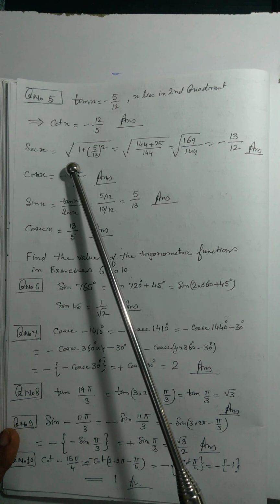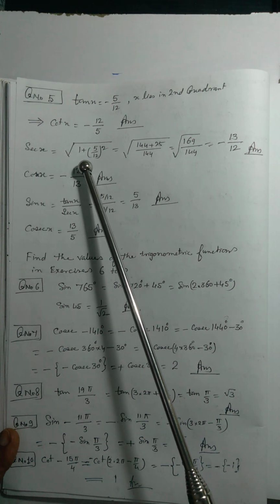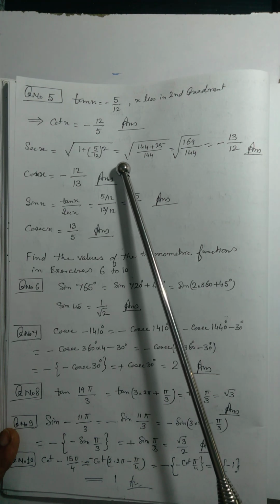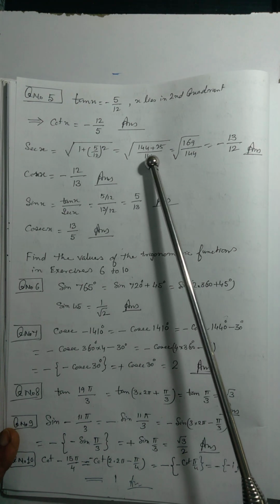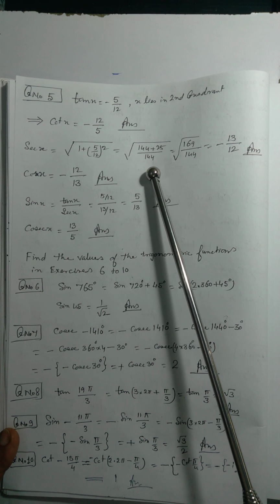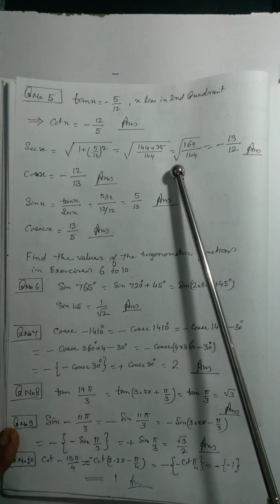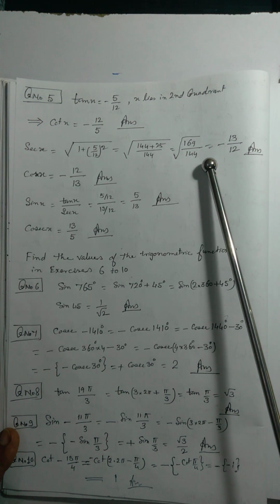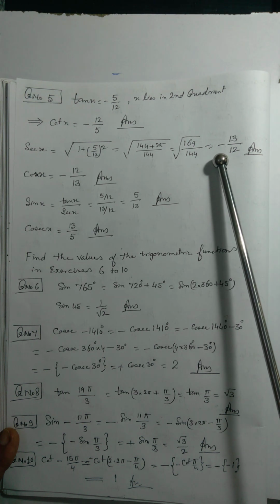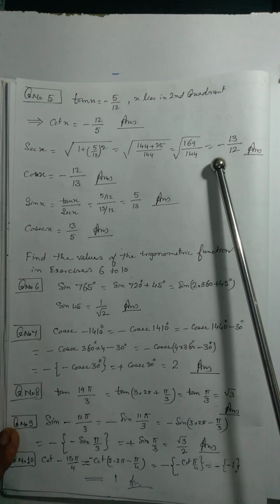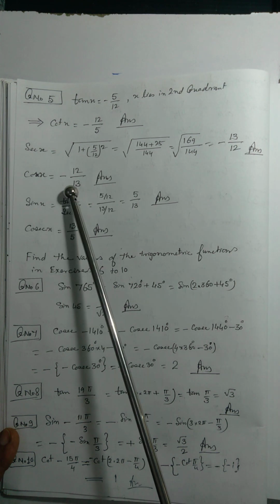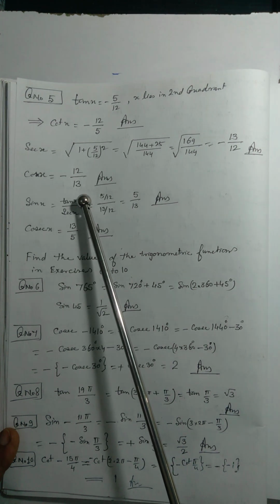Sec x, that is root of 1 plus tangent square x. So 1 plus 5 by 12 whole square. It will be equal to root of 144 plus 25 by 144. That will be equal to further root 169 by 144. Now taking the square root, and we will take the negative sign because x lies in the second quadrant. So minus 13 by 12. Cos x will be just a reciprocal of it. That will be equal to minus 12 by 13.